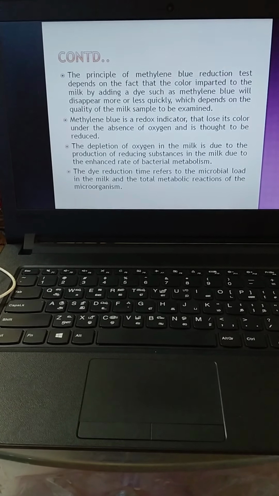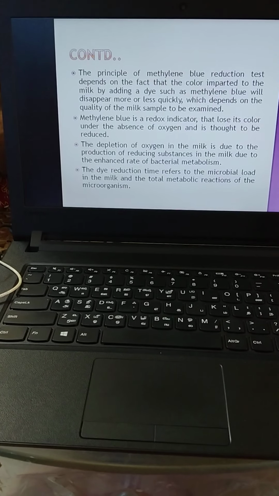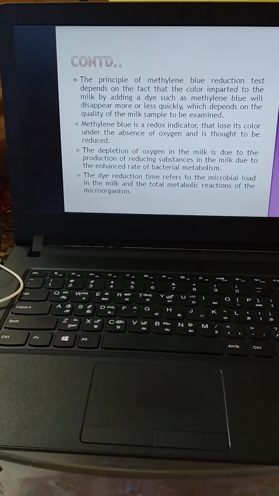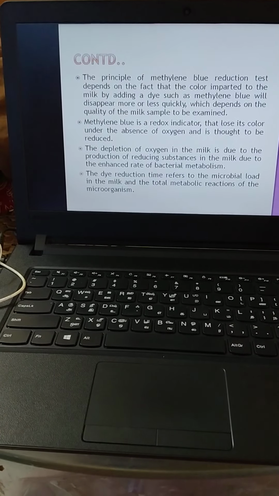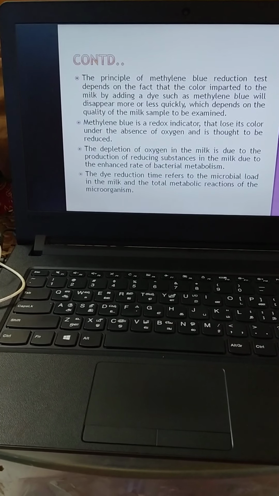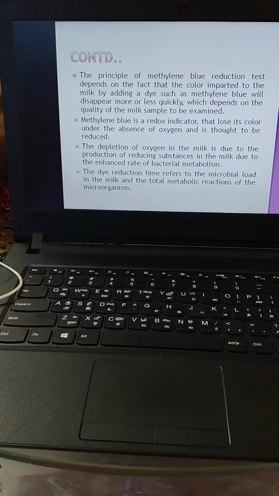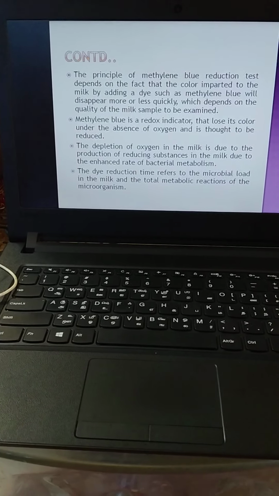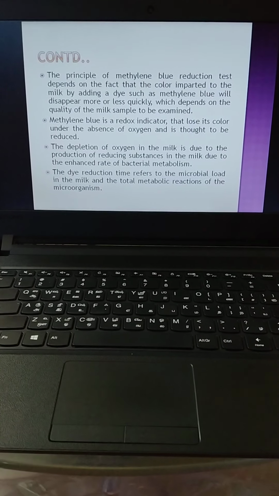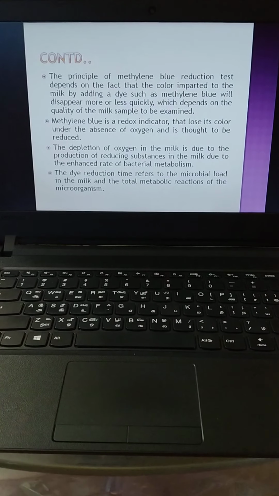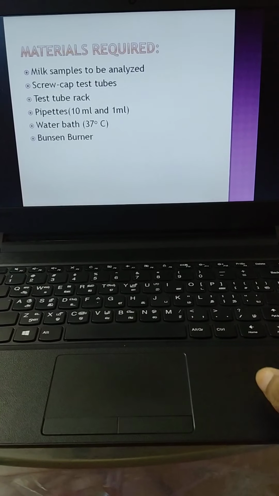Methylene blue is a redox indicator, so it loses its color in the absence of oxygen, that is, when it is reduced. Whenever there is depletion of oxygen in the milk, it is due to the production of reducing substances in the milk by the enhanced rate of bacterial metabolism. The dye reduction time refers to the microbial load in the milk and the total metabolic reaction of the microorganisms.